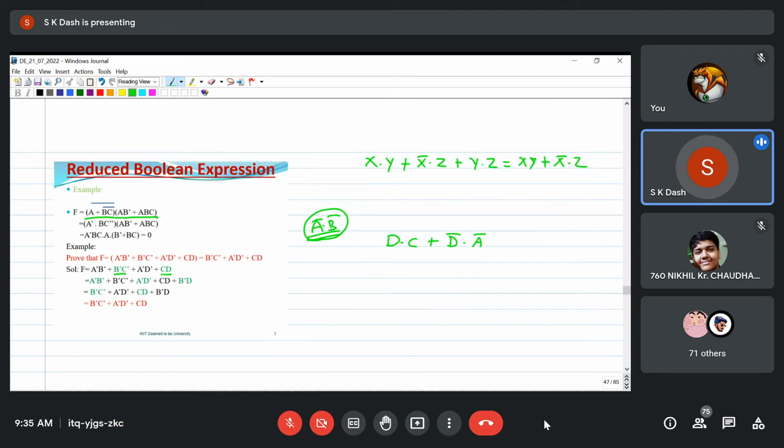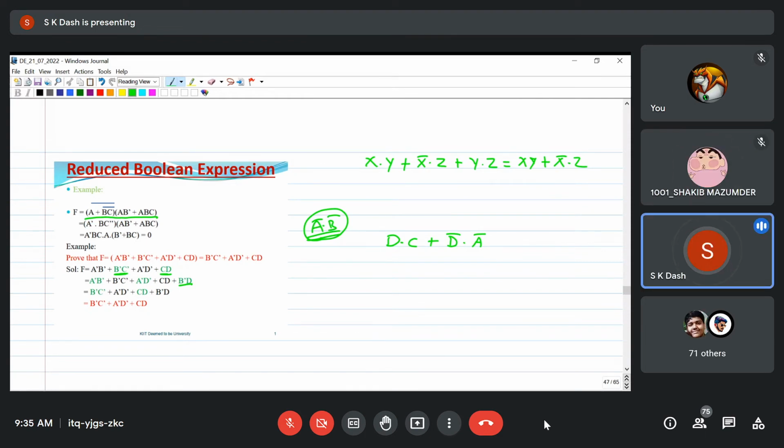Who will be my X? C is my X. And Y is D. Z is B bar. So by applying the consensus theorem, I can add that YZ term. What will be YZ? YZ will be B bar dot D. Now once we have B bar dot D with us, now we can apply the consensus theorem here.